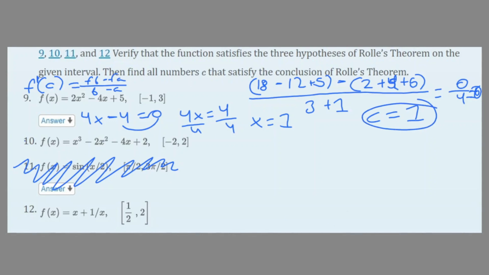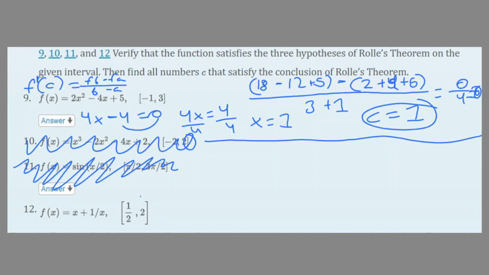And now let's move on to number 12, because this has a fraction in it. It's going to be a little bit different. If we jump onto number 12, all we need to do is plug in for Rolle's theorem and basically confirm it. So if we plug in f(b), it's going to be 2 into this original equation. So we're going to have 2 plus 1 over 2, minus 1/2 into the original equation.